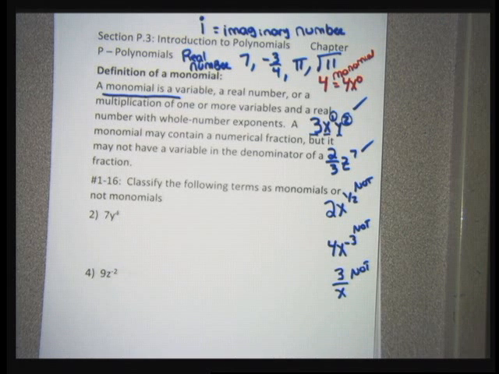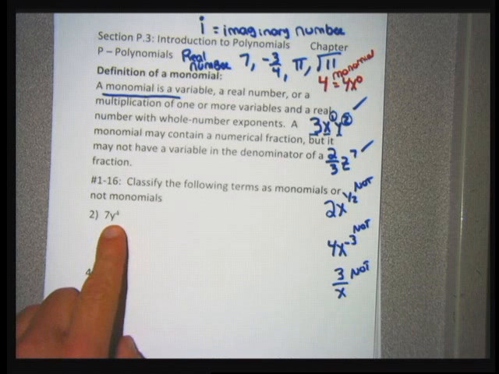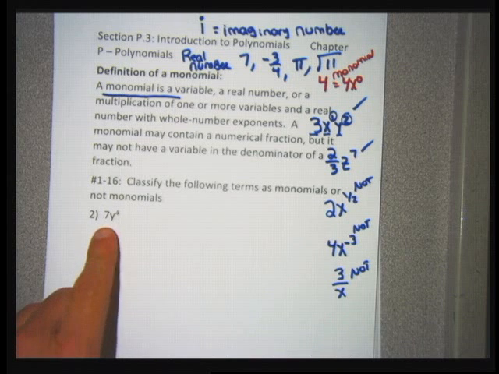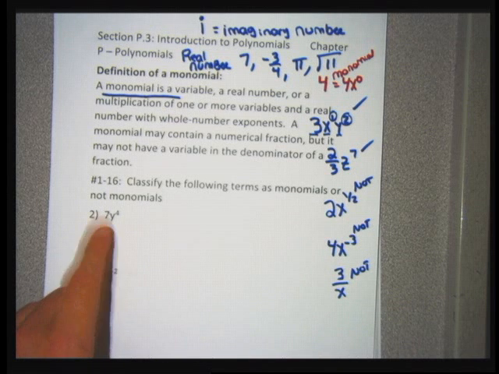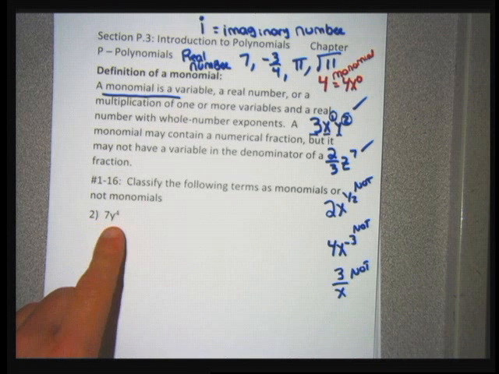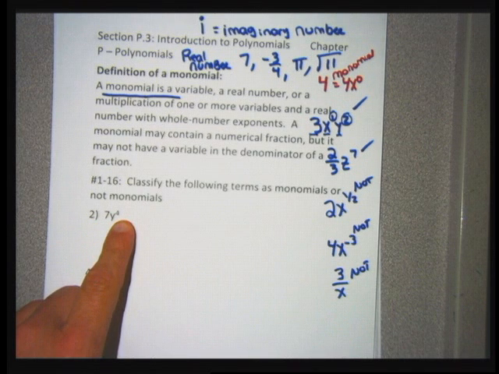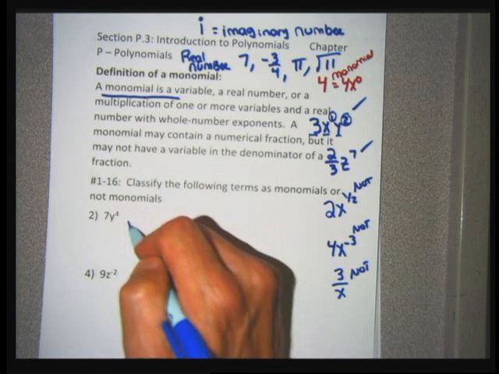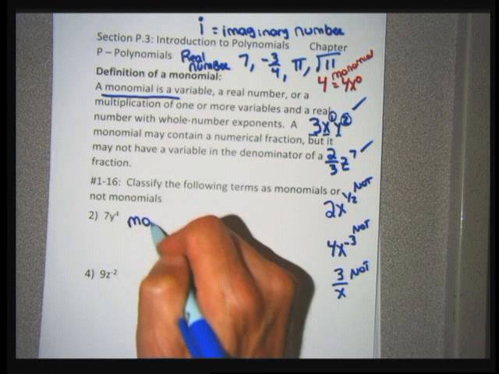So now I'm going to go through the first 16 problems, and see if each of these terms fits the rules to be a monomial, or if it doesn't. So number 2, 7y to the 4th: it has a real number, has one variable, and the exponent is a positive integer, or 0, 1, 2, 3, 4. So this is going to be classified as a monomial because it meets all the criteria.